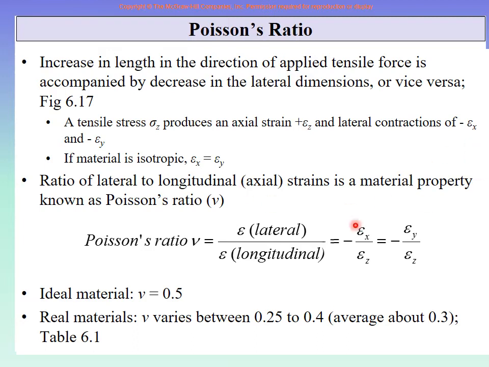For an ideal material which does not exist in the world, nu is 0.5. For real materials, the value of nu varies from 0.25 to 0.4, and for general metals it is 0.3. So if in any problem the Poisson's ratio of the material is given, it is okay. If it is not given, you cannot say that Poisson's ratio is not given, so I cannot solve it. You can make an assumption, that because Poisson's ratio is not given, I am assuming it to be 0.3 and then solve it.